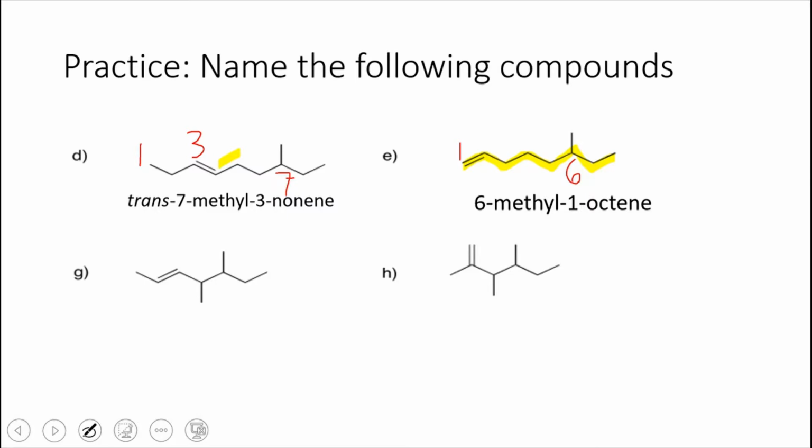All right, let's look at example G. Once more, let's find what is the longest continuous chain. So it'll be 1, 2, 3, 4, 5, 6, 7, which means that our parent compound would be heptene. And once more, we have to assign positions to our carbons. And we see that in this case, the double bond is at position number 2.